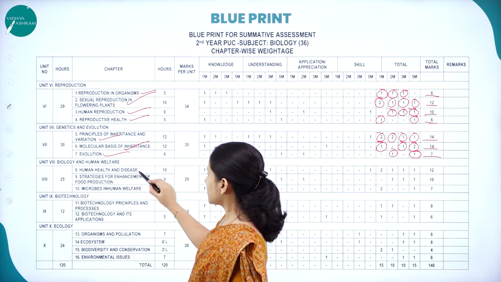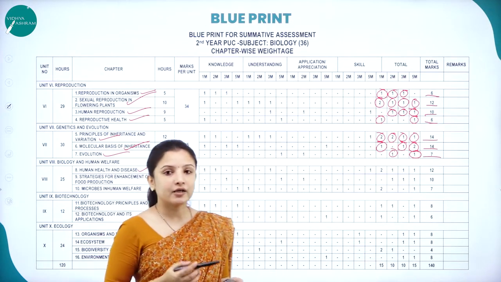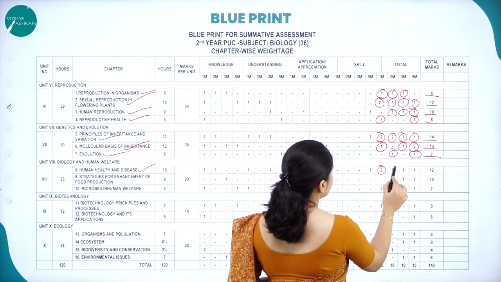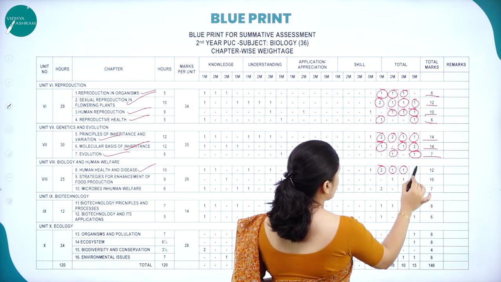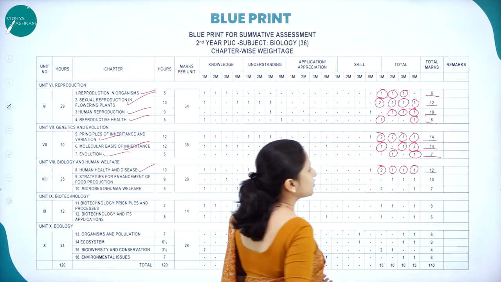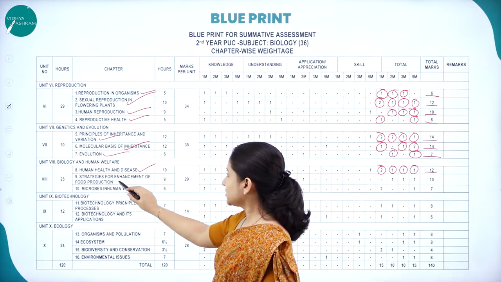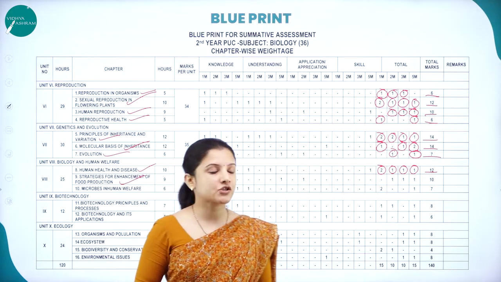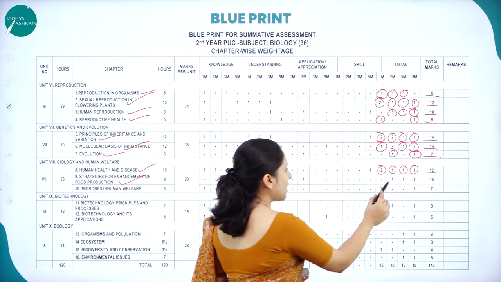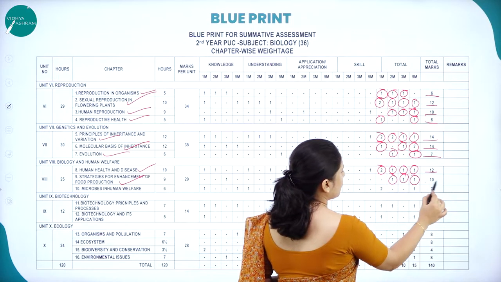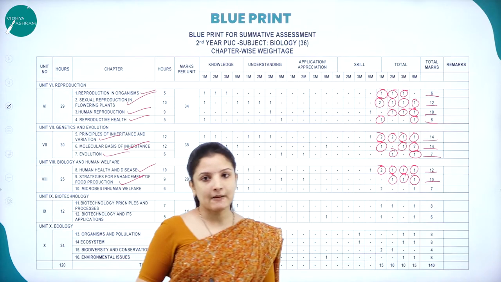Next, chapter 8, human health and diseases. Under human health and diseases, there is 1 mark, 2 questions, 2 mark, 1 question, 3 mark, 1 and 5 mark, 1, therefore carrying a total weightage of 12 marks. And strategies for enhancement of food production, it is 2 mark, 1 question, 3 mark, 1 and 5 mark, 1, therefore a total weightage of 10 marks.